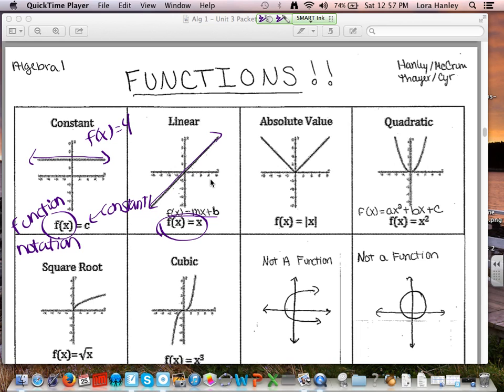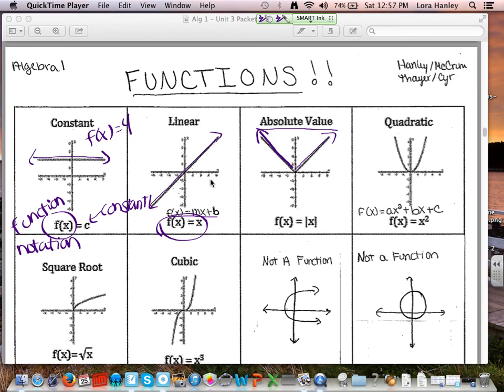All right? Third function is absolute value. I remember this as absolute value makes a v. So the absolute value function, parent function, is just f of x is equal to the absolute value of x. So absolute value bars with x in the middle. Remember, absolute value turns everything positive. So when you're taking numbers out of there, we look at all of our y values, they're all positive.